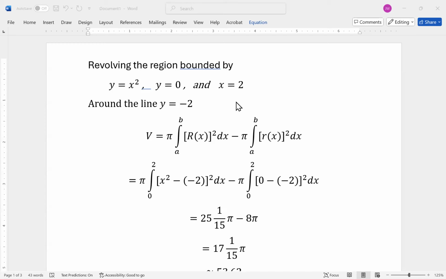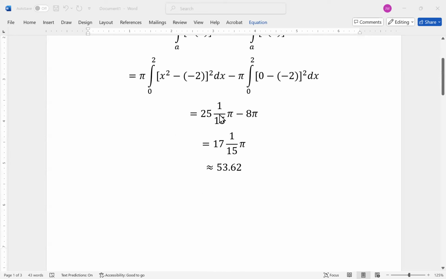Remember that when we rotated this around the x-axis, we ended up with 6.4 times pi. And obviously this is much bigger than 6.4 times pi. The reason we're getting a larger value on this is because of the larger rotation.